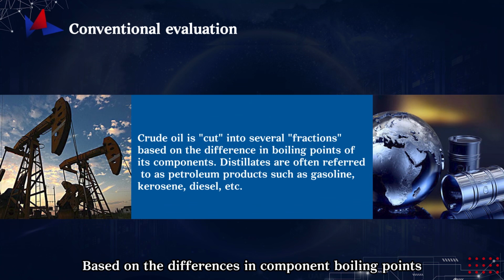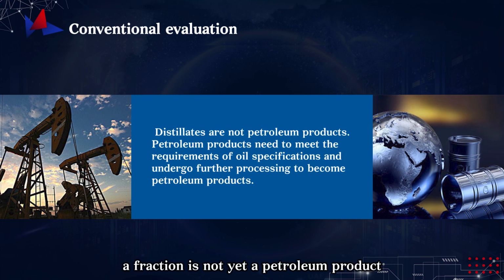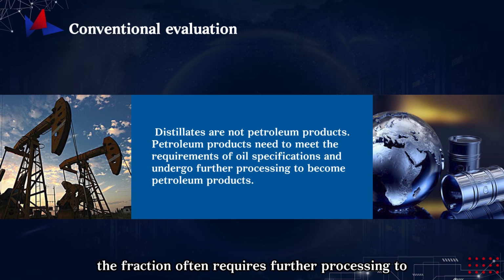Based on the differences in component boiling points, the crude oil is cut into several fractions. These fractions are often given names of petroleum products like gasoline, kerosene, and diesel. However, a fraction is not yet a petroleum product. To meet product specifications, the fraction often requires further processing to become a petroleum product.